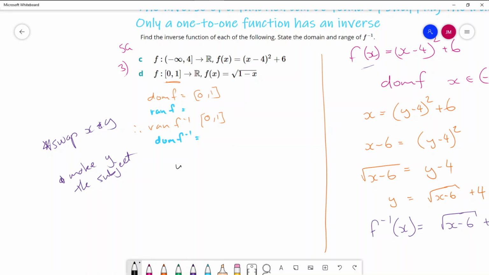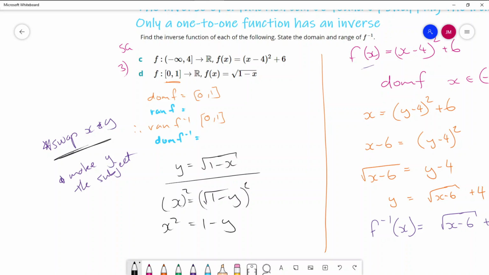So let's have a look at our working out here. We've got, let's just let y equal root 1 minus x. That's our original function. So the first step, we swap them. So we end up getting x equals root 1 minus y. Square both sides, get rid of the root sign. So I'm going to have x squared equals 1 minus y. So I can have y equals 1 minus x squared.